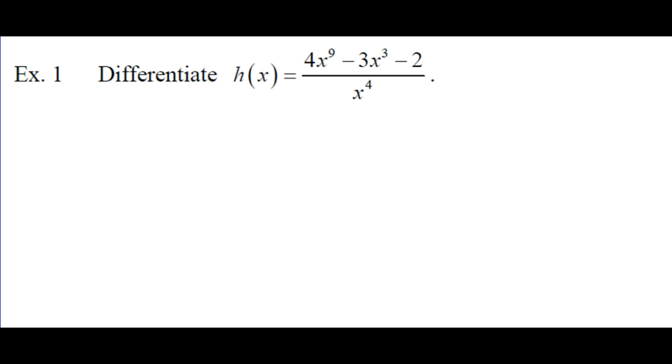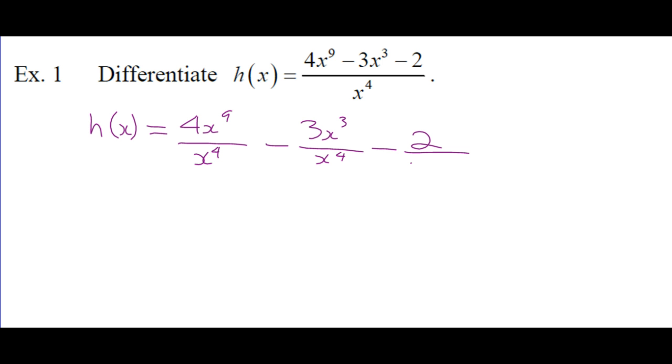Okay, one page down, one page to go. Differentiate h of x equals 4x to the 9th minus 3x cubed minus 2 over x to the 4th. First thing we're going to do is separate this out into a sum and difference. So h of x is equal to 4x to the 9th over x to the 4th minus 3x cubed over x to the 4th minus 2 over x to the 4th. So we've split it out as a sum.